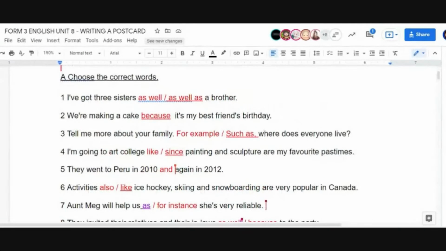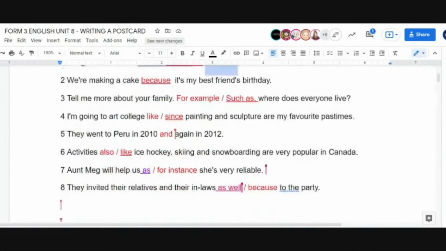Okay, now let's check. Number 1, I've got 3 sisters as well as a brother. Everybody agree? Okay, good. We don't use as well here. We use as well as, because you see we have another object. Okay, we have one object here in front, and then after that phrase we have another object. So we use as well as. Okay, as compared to number 8. Okay, number 8, the answer is as well.